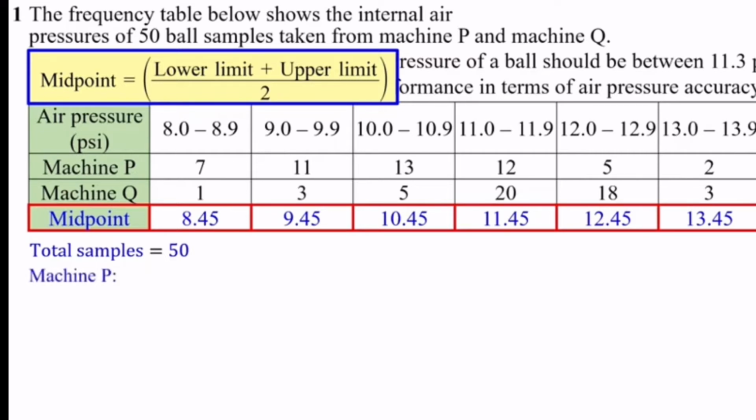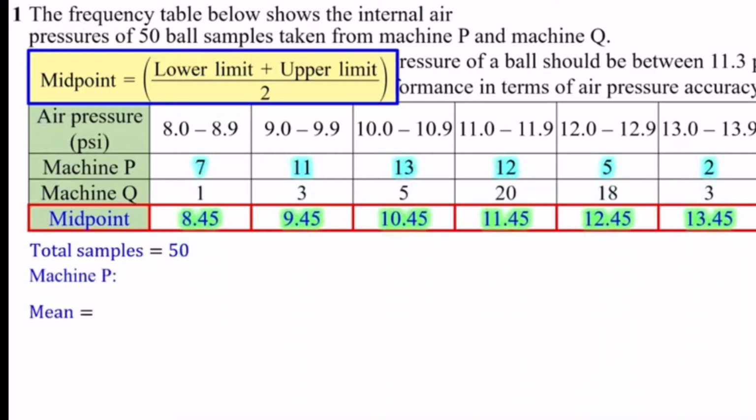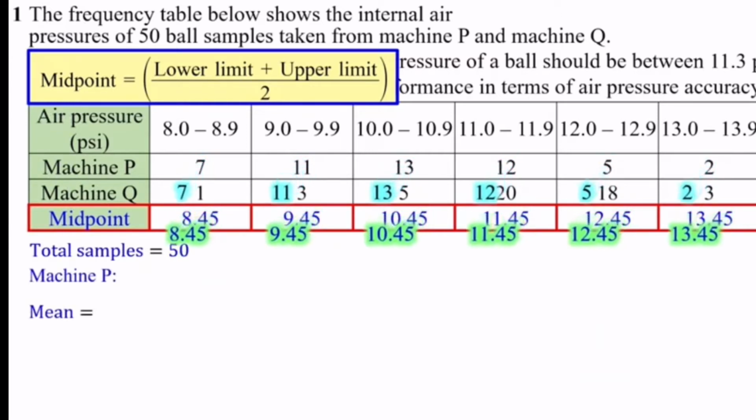So for machine P, we will write down machine P first, and then we will write mean. Mean is equal to, we will take the midpoint times the frequency, or you can say frequency times the midpoint, the same, because multiplying frequency times the midpoint or midpoint times the frequency will produce the same answer, right? So you see the blue one and the green one. We will multiply one by one and plus them.